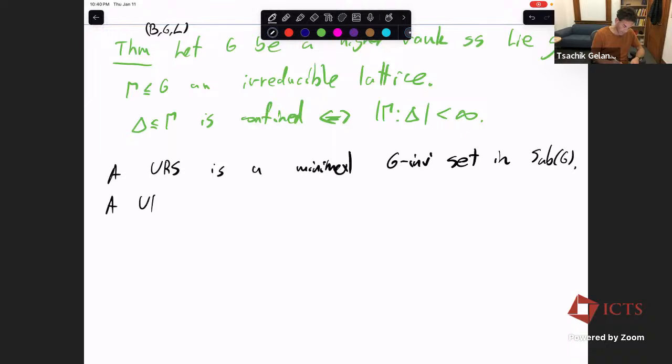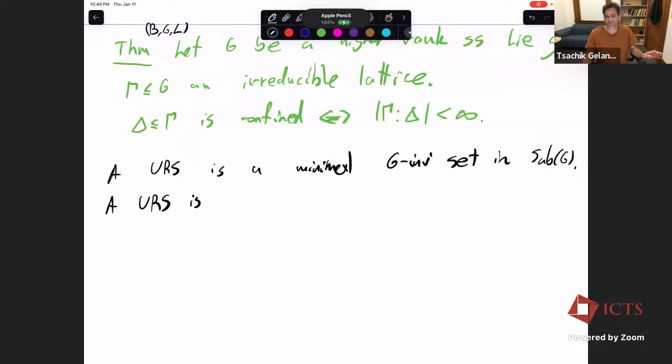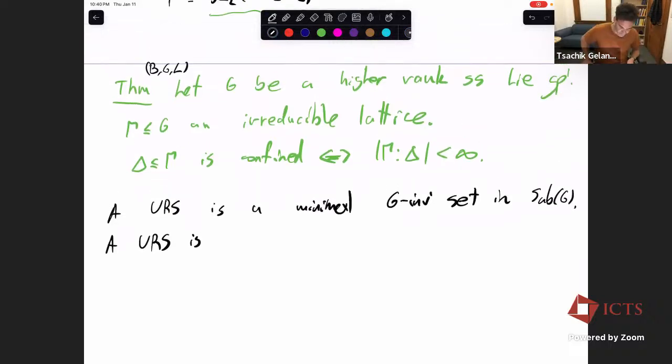Tsachik, excuse me. Yes? Is a normal subgroup always confined? Yeah. Okay, that's a good question. So confined where? In the theorem, I said confined inside gamma. If delta is a non-trivial normal subgroup inside gamma, then of course it is confined. Okay, that's a very good question.